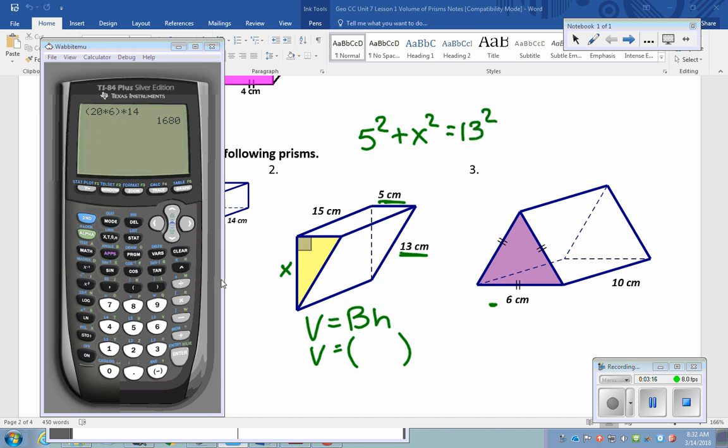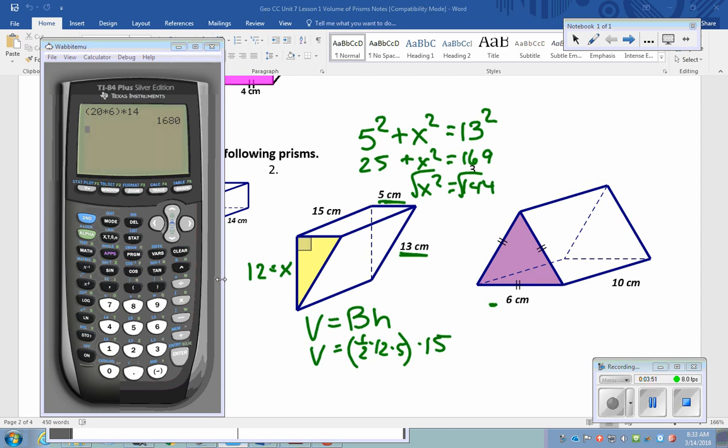So we've done this problem a couple times. Square each number. 25, 169. Subtract 25 on each side. You get 144, and then take the square root, and then you get that x is going to be equal to 12. So for the triangle, the area of the triangle is 1/2 times 12 times 5, and then the height of the prism is going to be 15, because that's the distance between the 2 triangles.